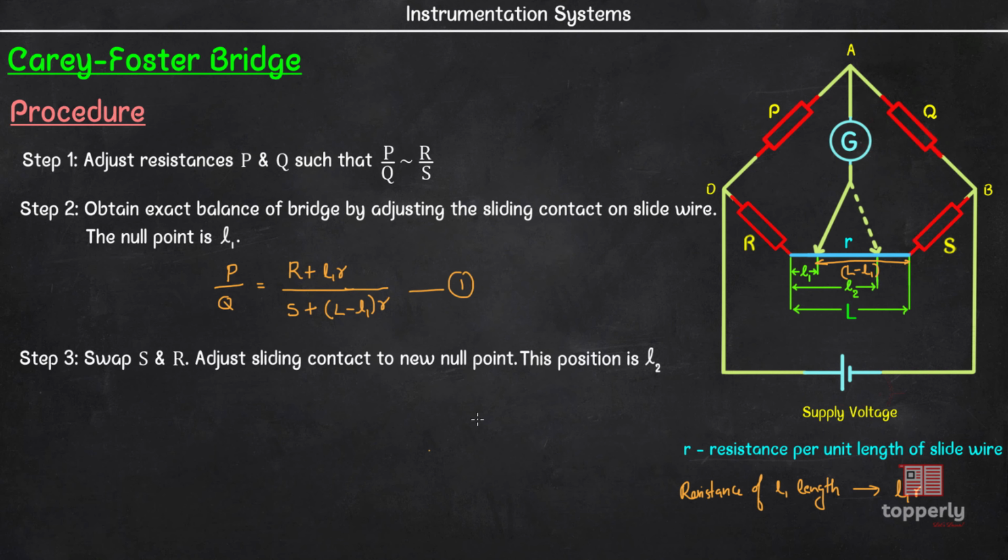In the next step, we interchange the resistances capital R and capital S. That is, in place of capital R, we keep capital S, and in place of resistance S, we place resistance capital R. Now we will balance the bridge again. Let's say the new balancing position of slide wire is at a distance L2 from the left end. So now the balancing equation is P by Q equal to (S plus L2 into small r) by (R plus (L minus L2) into small r). And let's say this is equation number 2.